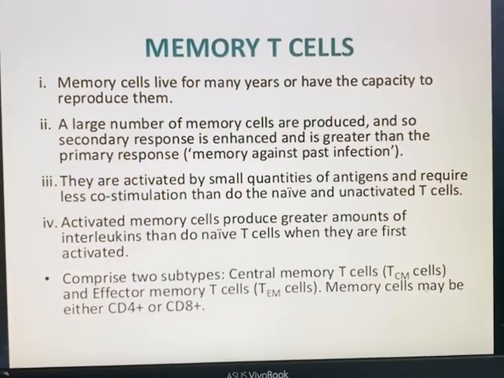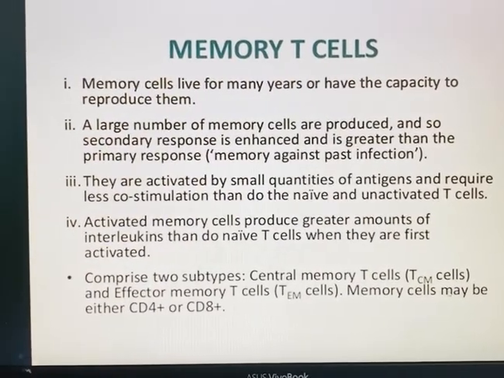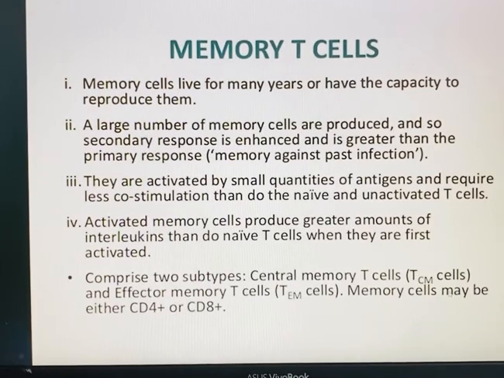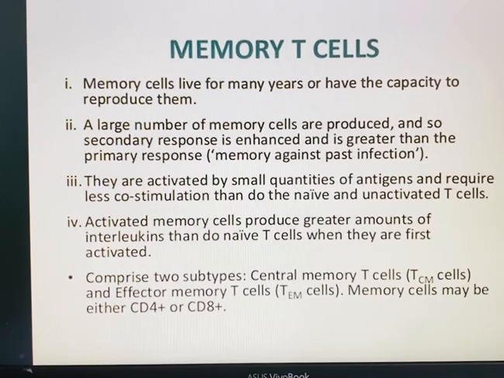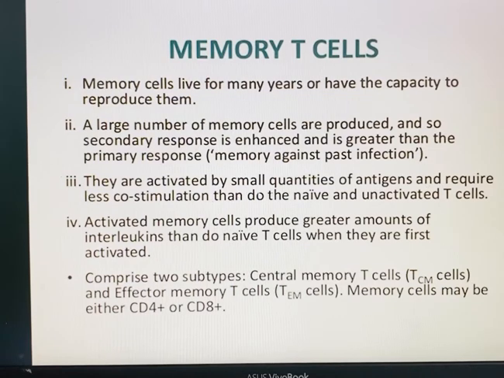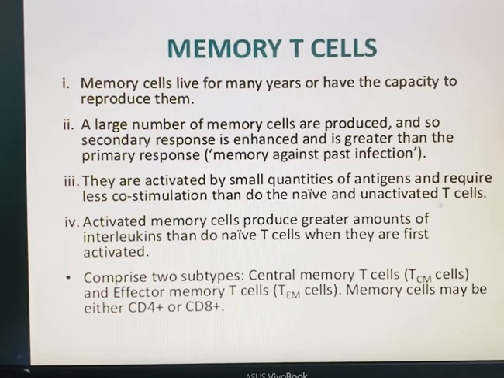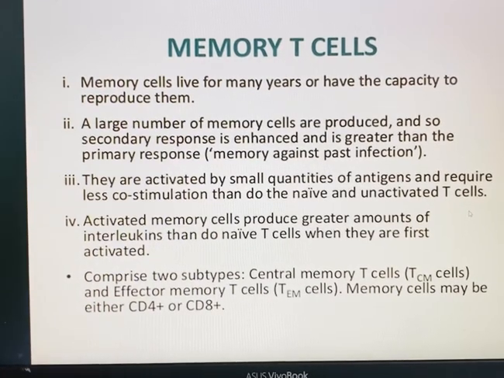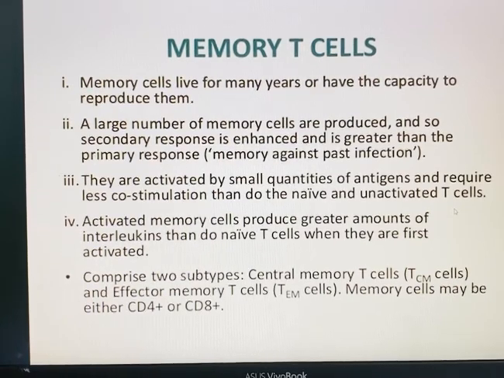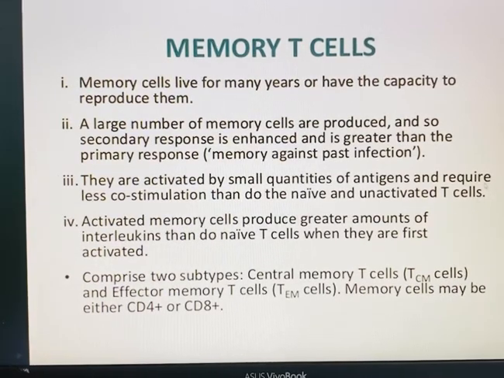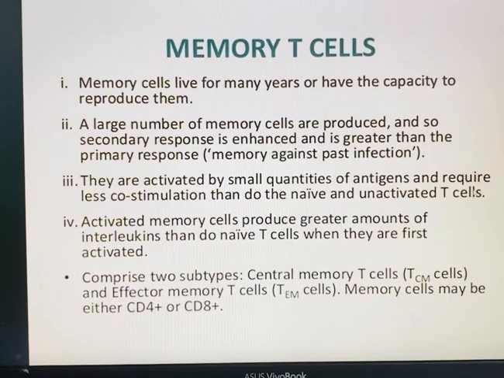Well, there are some important aspects of the memory T cells. Have a look. Just focus on the third point. They are activated by small quantities of antigens and require less co-stimulation than do the naive and unactivated T cells. That means they are activated by a very small quantity of antigens, and they are triggered to kill or inactivate the antigens, whether the number is small or large, it doesn't matter.